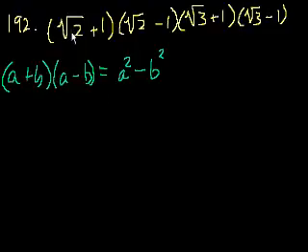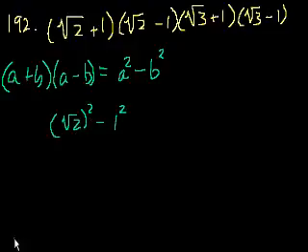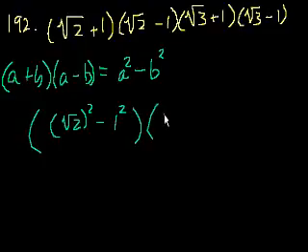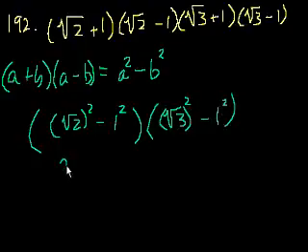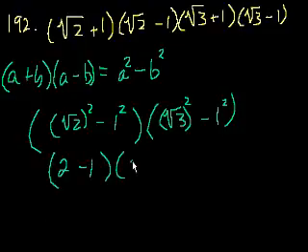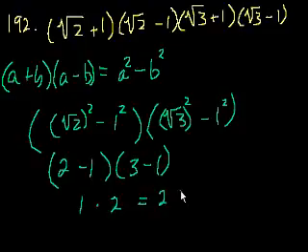So square root of 2 plus 1 times square root of 2 minus 1 is equal to square root of 2 squared minus 1 squared, right? And we're going to multiply that times, using the same principle, square root of 3 squared minus 1 squared. Square root of 2 squared, that's 2, minus 1, times 3 minus 1. That's equal to 1 times 2, which is equal to 2. And that is choice A.